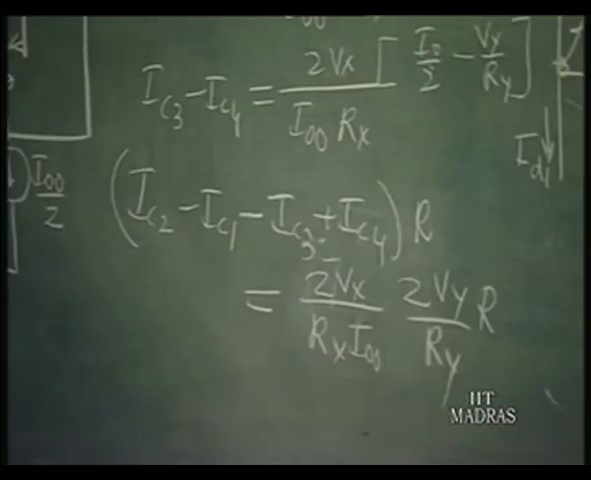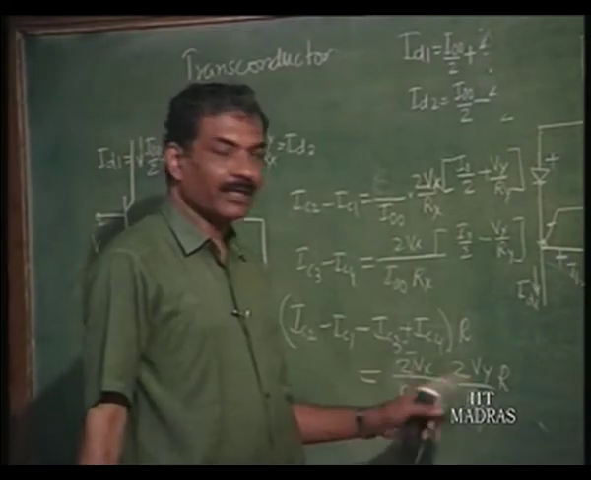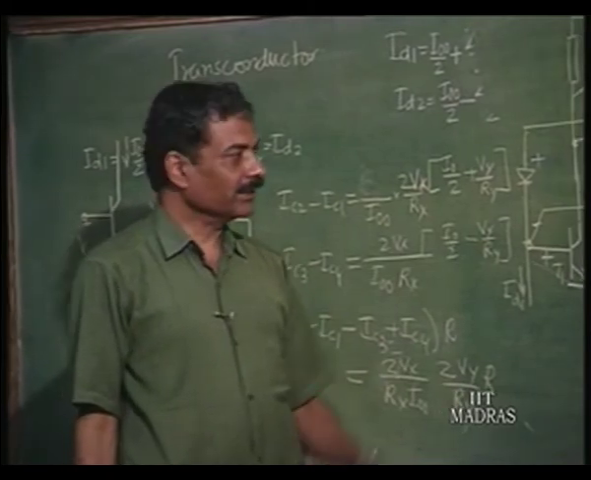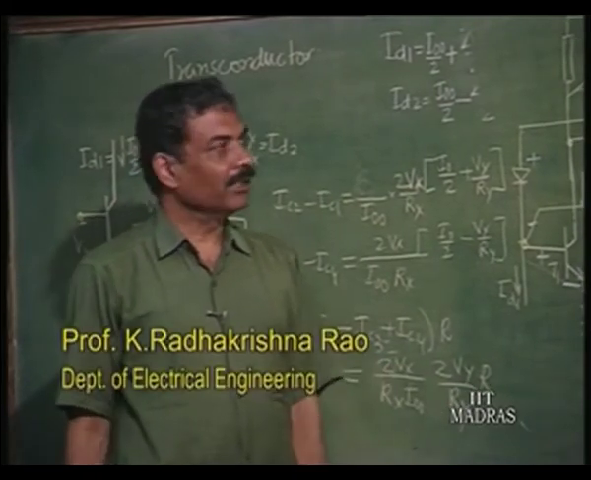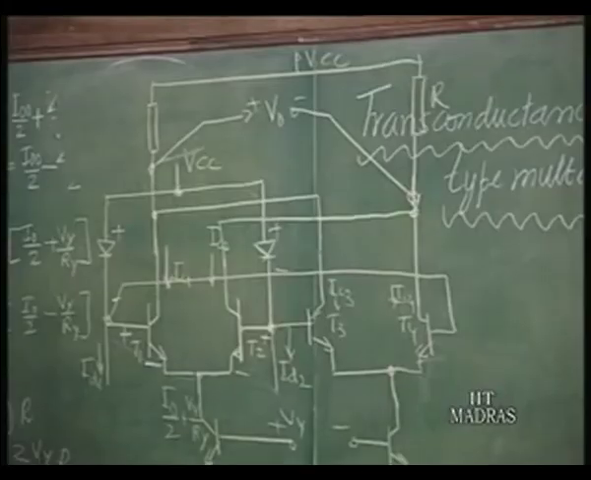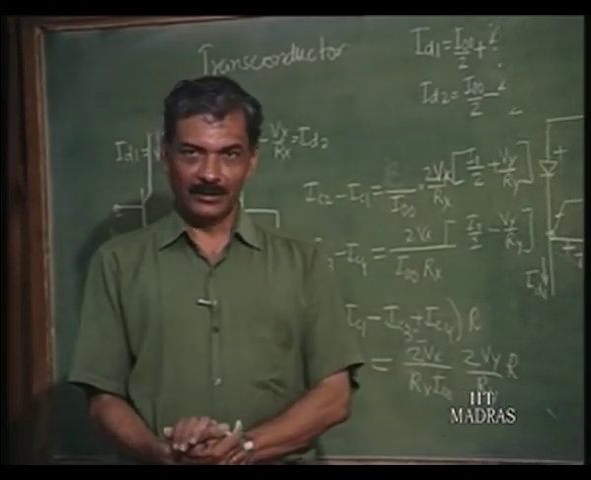So, this is called a 4 quadrant multiplier, because Vx and Vy both could be positive or negative. So, this is the complete transconductance multiplier, which is available as an IC. We will discuss the application of this and variations of this circuit in the next class.